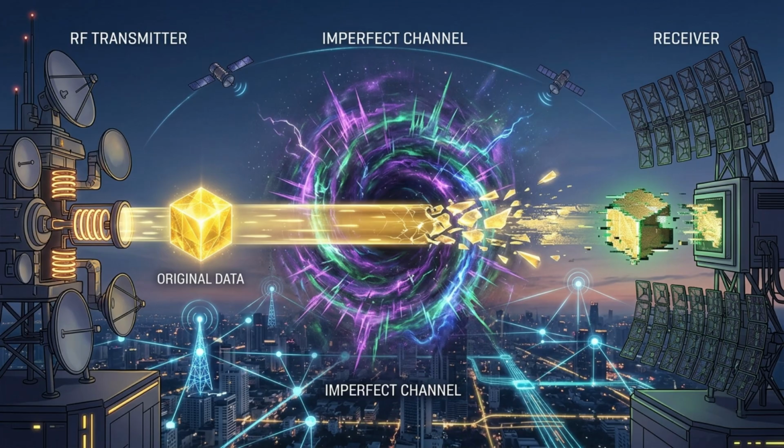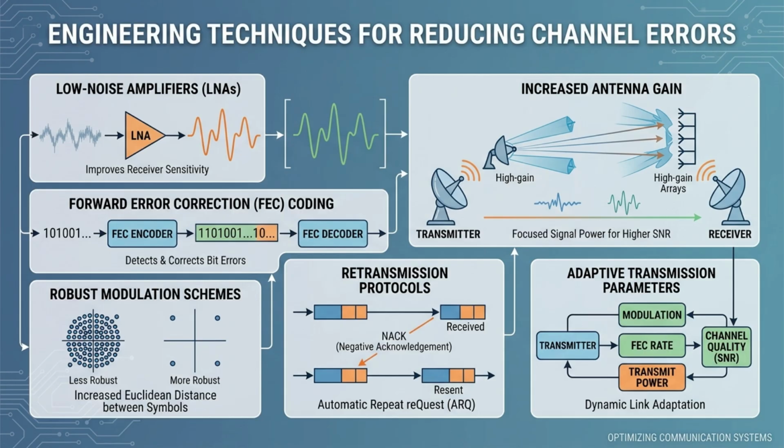Channel errors are one of the primary design challenges in RF engineering. Cellular networks, satellite systems, Wi-Fi, Bluetooth, fiber optic communication, and deep space missions all experience transmission errors due to imperfect communication channels. Engineers reduce channel errors using multiple techniques. They improve receiver sensitivity with low-noise amplifiers, apply forward error correction coding, choose robust modulation schemes, increase antenna gain, implement retransmission protocols, and continuously adapt transmission parameters according to channel quality.